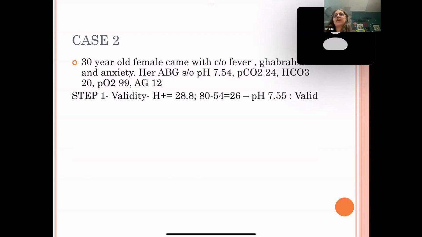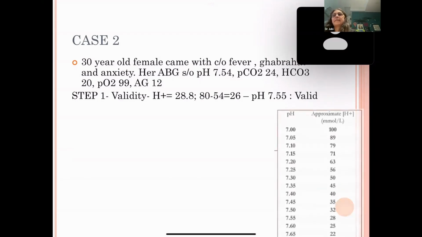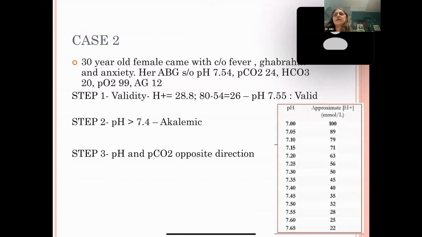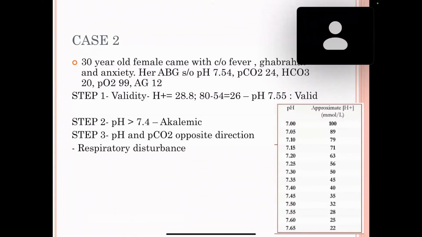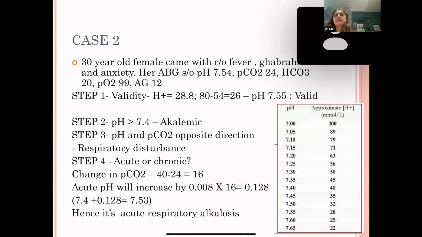So validity we have checked. Yes. Okay. Valid. Step 2, alkalemic. We were right. pH and PCO2 in opposite direction. Yes. Respiratory disturbance, right? Yes, ma'am. Now acute or chronic, we'll put it in the formula. I've calculated, so I know it's acute. But you people might need to put all the 4 formulas to come to know what it is, right? Yes, ma'am. So I've got 7.53 as my value, which is matching my pH, right? So it's acute respiratory alkalosis.